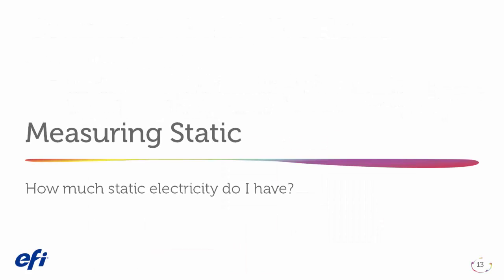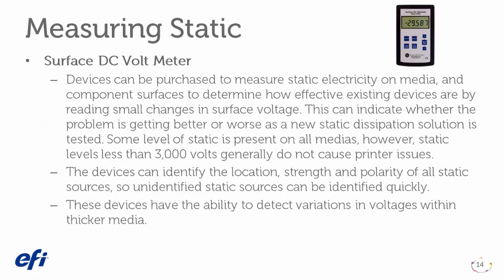Measuring static. How much static electricity do I have? Devices, such as a surface DC voltmeter, can be purchased to measure static electricity on media and component surfaces to determine how effective existing devices are by reading small changes in surface voltage. This can indicate whether the problem is getting better or worse as a new static dissipation solution is tested.